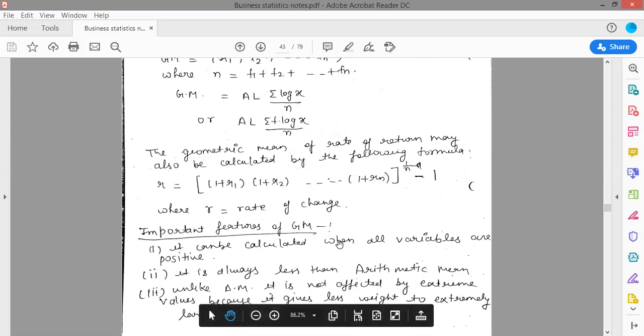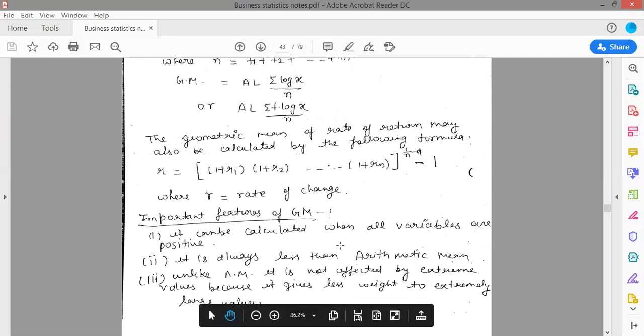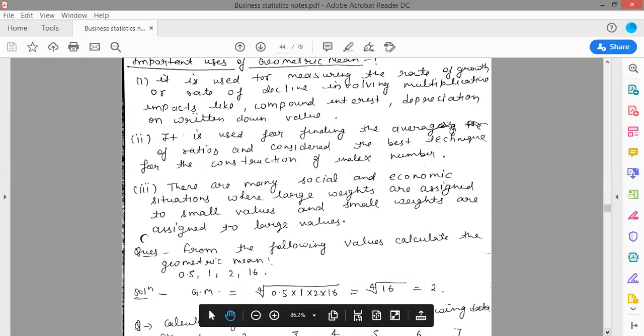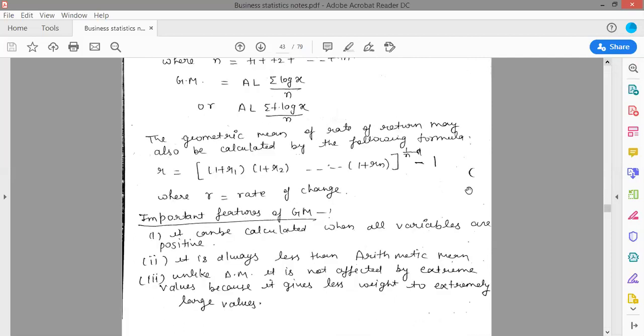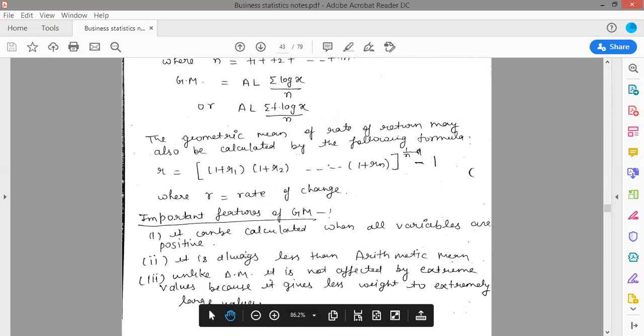Now next one is important features of geometric mean. So what are the important features of geometric mean? Yeah, important features of geometric mean. First one, it can be calculated when all variables are positive, right? We can calculate it only for positive variables.